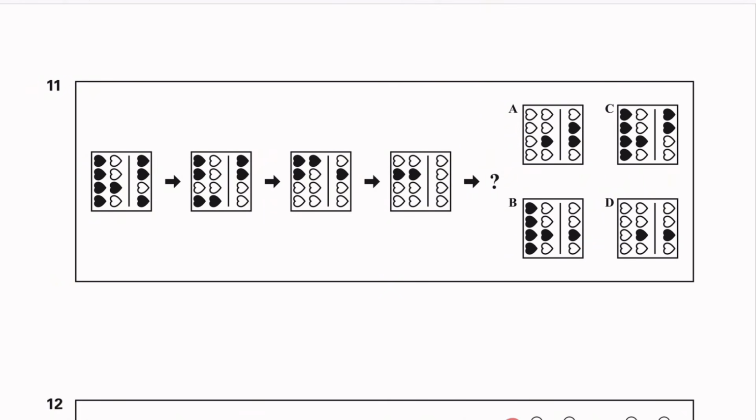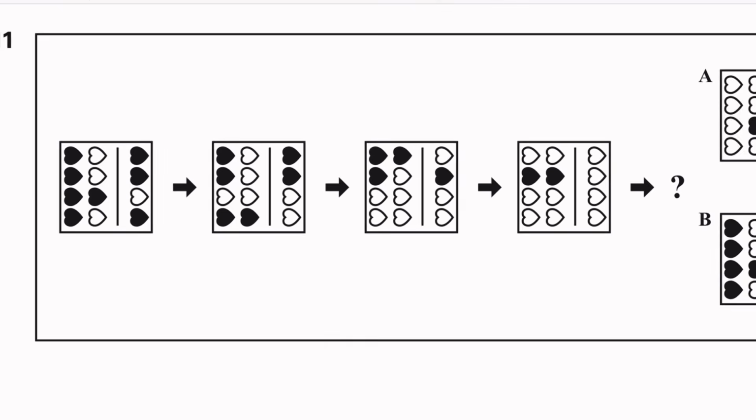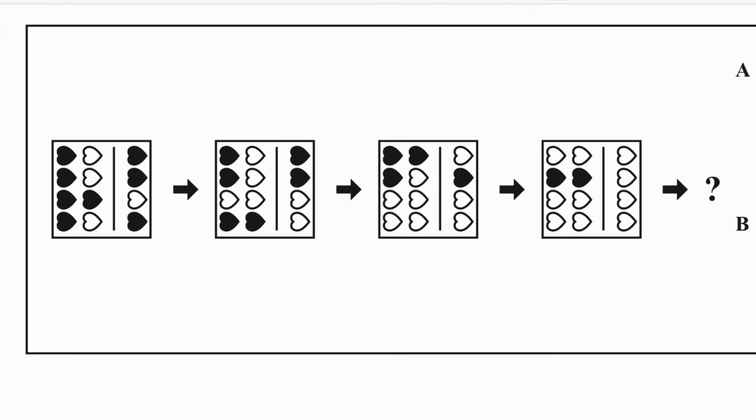Question 11. So here we can notice there's two parts to each square. It's split up clearly with a line. So let's look at each part individually, all right? So if we look on this side, okay, we notice there's how many shaded hearts? 1, 2, 3, 4, 5. Now let's see what happens as we move across. 1, 2, 3, 4. So there's 5, and there's 4 on this side.